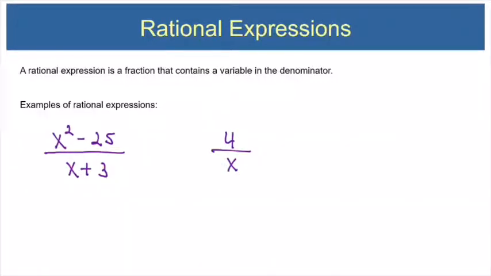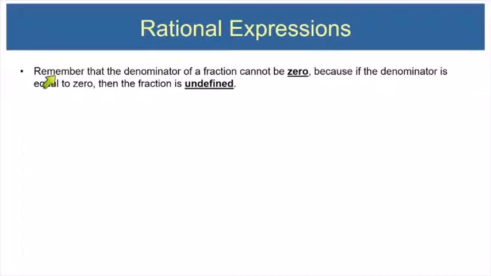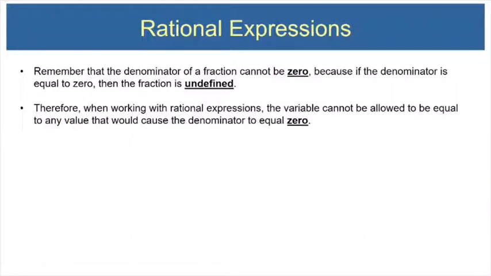Now, you already know that the denominator of a fraction cannot be 0 because if the denominator is equal to 0, the fraction is undefined. The denominator of a fraction cannot be 0 because then you're dividing by 0, and that is undefined. Therefore, when you're working with rational expressions, the variable in the denominator cannot be allowed to be equal to any value that would cause the denominator to equal 0.